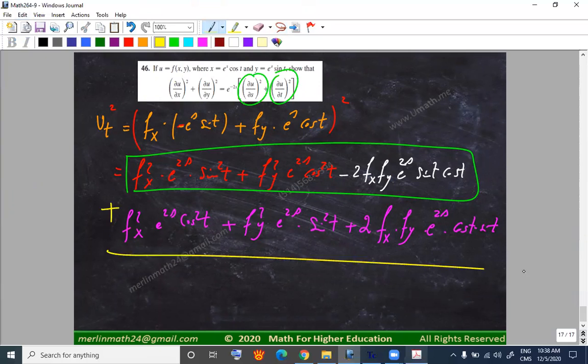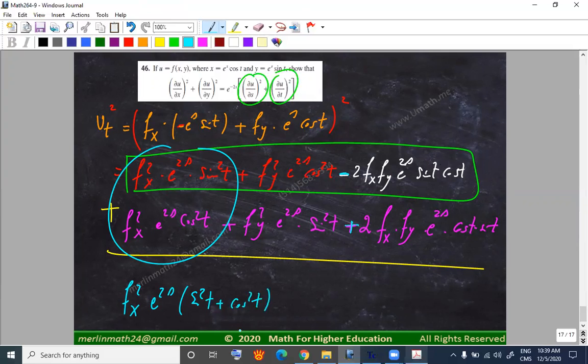Okay, which one remains? This would cancel. Do you agree? Yes. All this would cancel. Do you agree? Yes. Okay, now for the one who's reviewing, let us see. So this would cancel. What else remains? Those are the same, so be careful. If you want to add those up, you take f squared x with e to x common. What remains is sine squared t plus cos squared t. Do you agree? Yes.